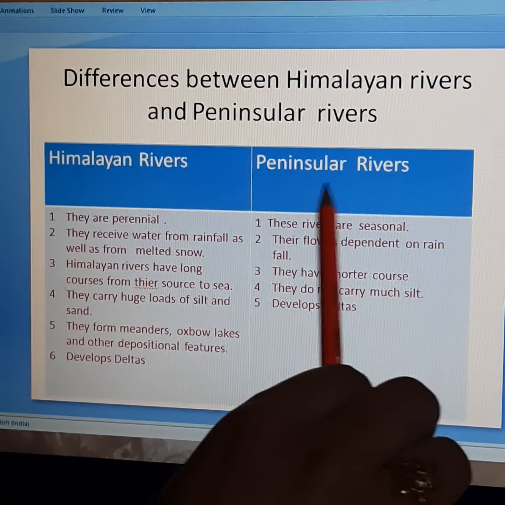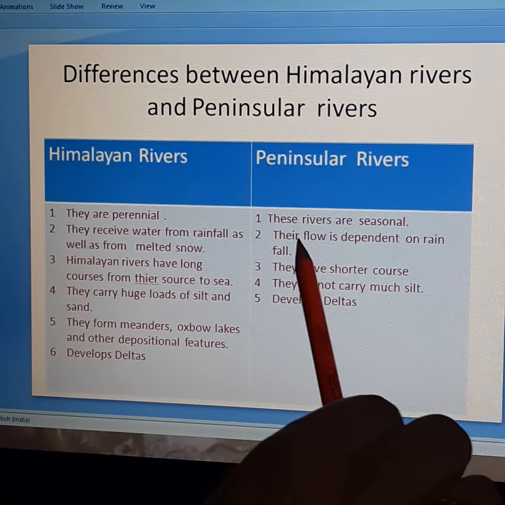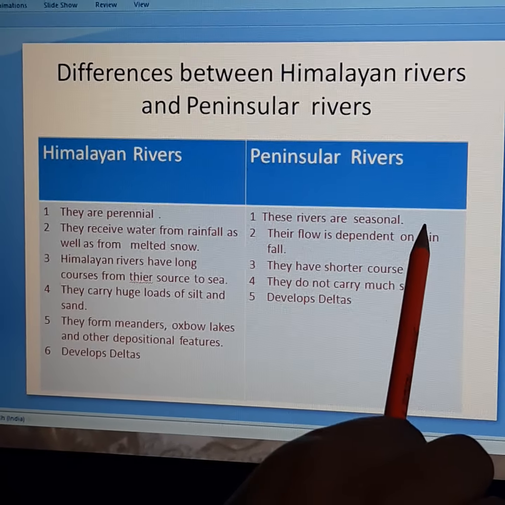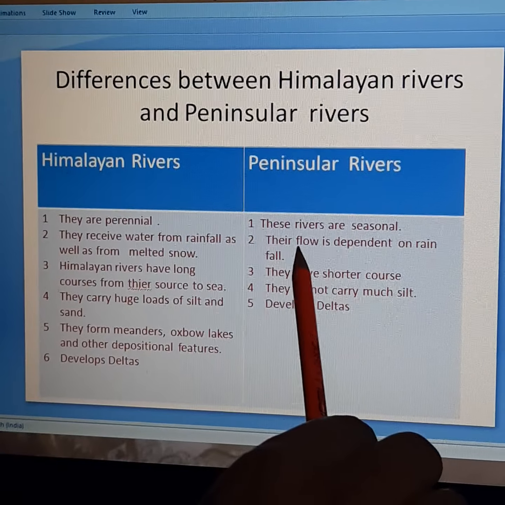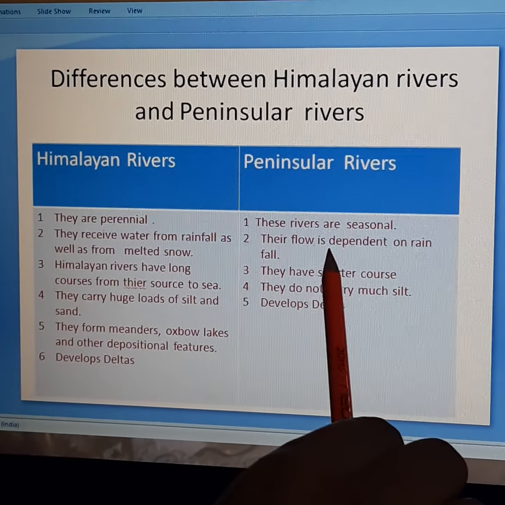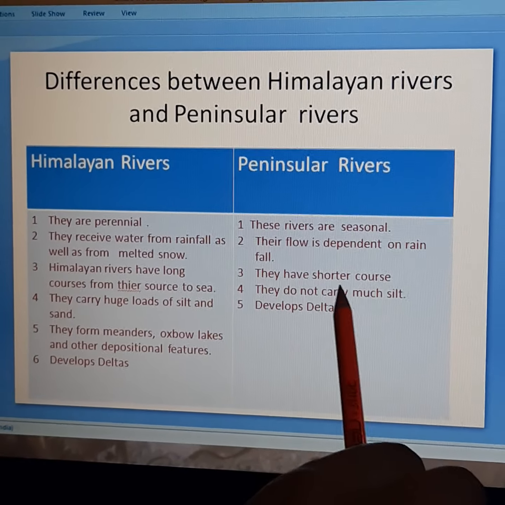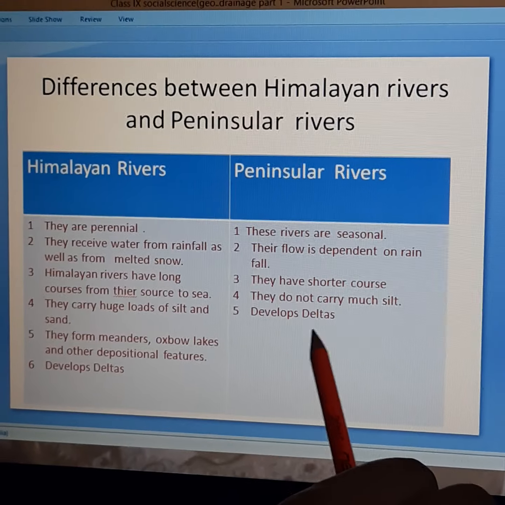And the peninsular rivers are seasonal because all these peninsular rivers rise from semi-arid, semi-dry areas. So the flow of these rivers is dependent on rainfall, and they have shorter courses. They do not carry much silt. At last they develop a delta.